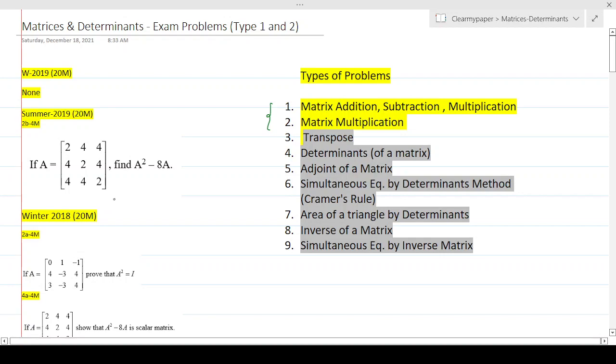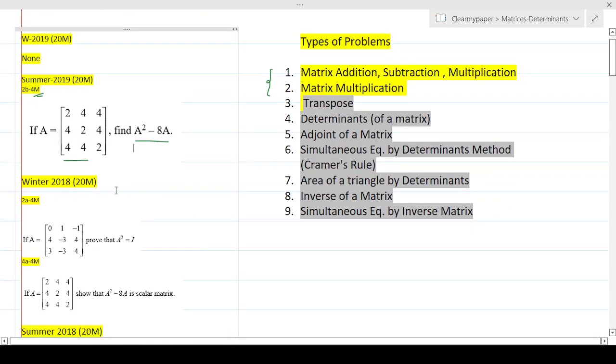Let's take this first problem, summer 2019, 4 marks. There is a matrix that is given and you have to find or compute A square minus 8A. And interestingly enough, the same problem has been given in winter 2018, question number 4a for 4 marks, where it's the same problem, but instead of saying find, they are saying that show that A square minus 8A is a scalar matrix.